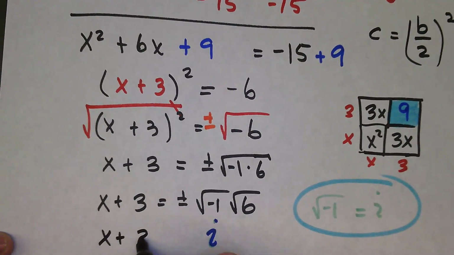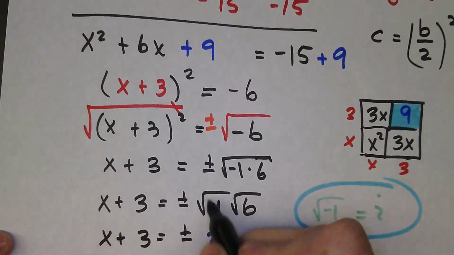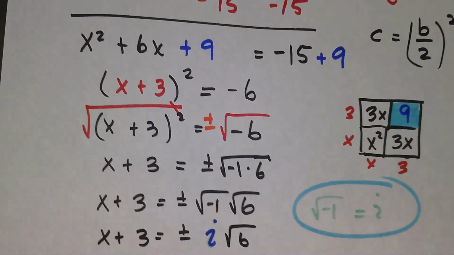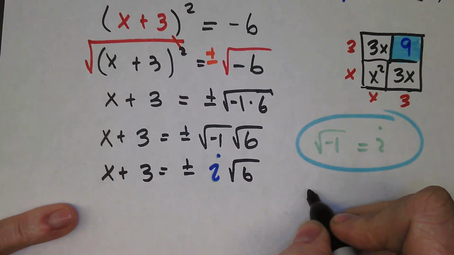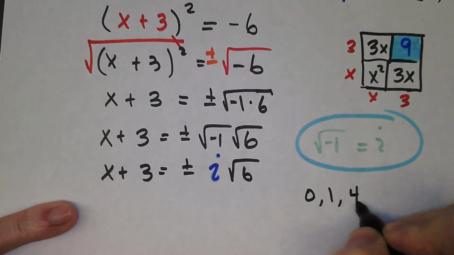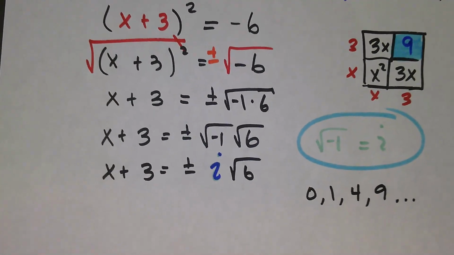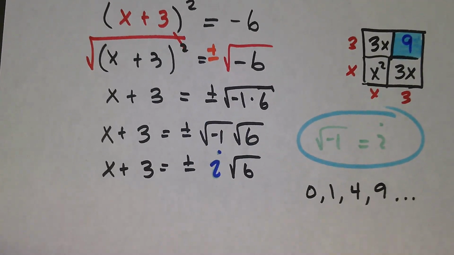So we get x plus 3 equals, now we still have the plus or minus, this became i, this is the square root of 6. 6 is not a rational number that can be simplified. If we start thinking about our perfect squares, 0, 1, 4, 9, right? We've already passed 6. There's not a perfect square that goes into 6. So all I need to do from here is subtract 3 from both sides.